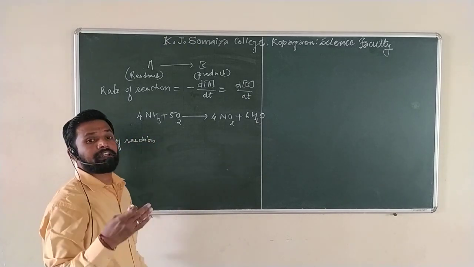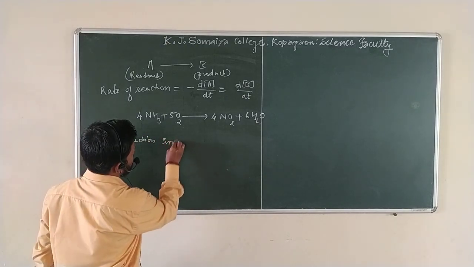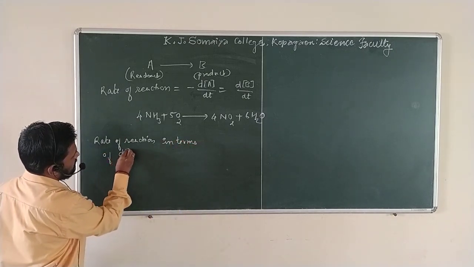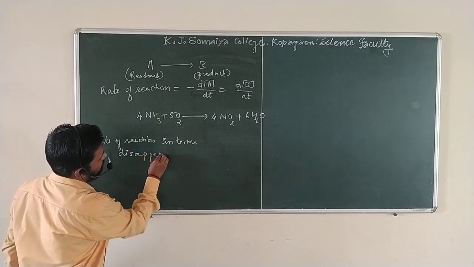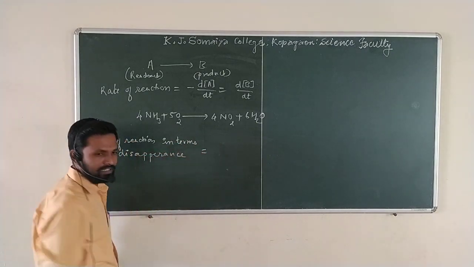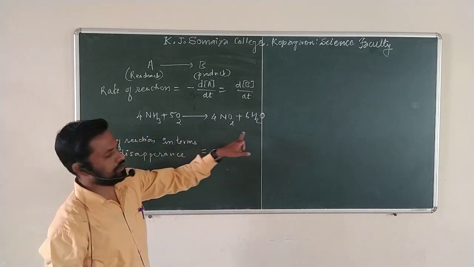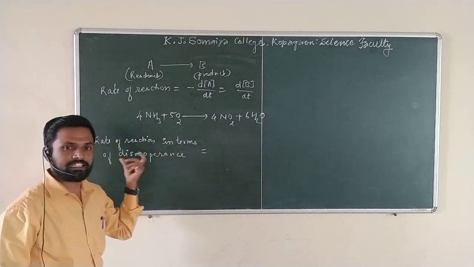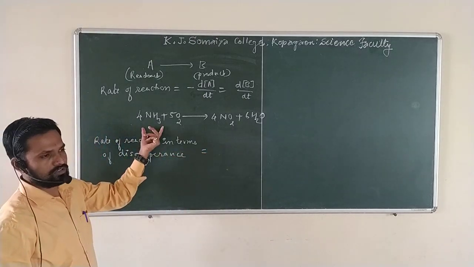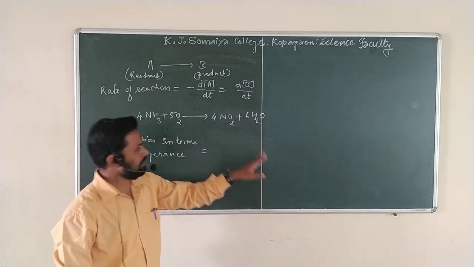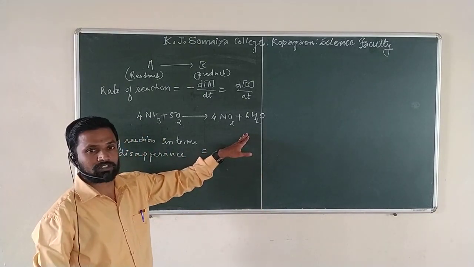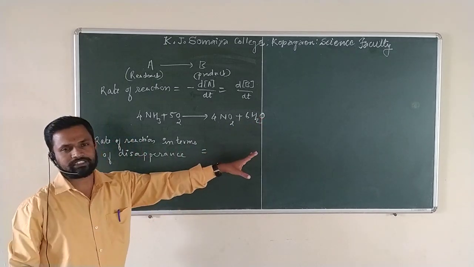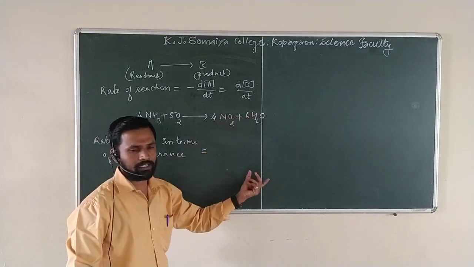In terms of disappearance. What is the disappearance? Suppose this reaction is going on. These are the reactant molecules and these are the product molecules. Where is the concentration disappearing? Obviously, reactant molecule concentration is disappearing. At the same time, concentration of the products will appear. So we just have to understand the question and write the rate of reaction in terms of the disappearance, in terms of the appearance.